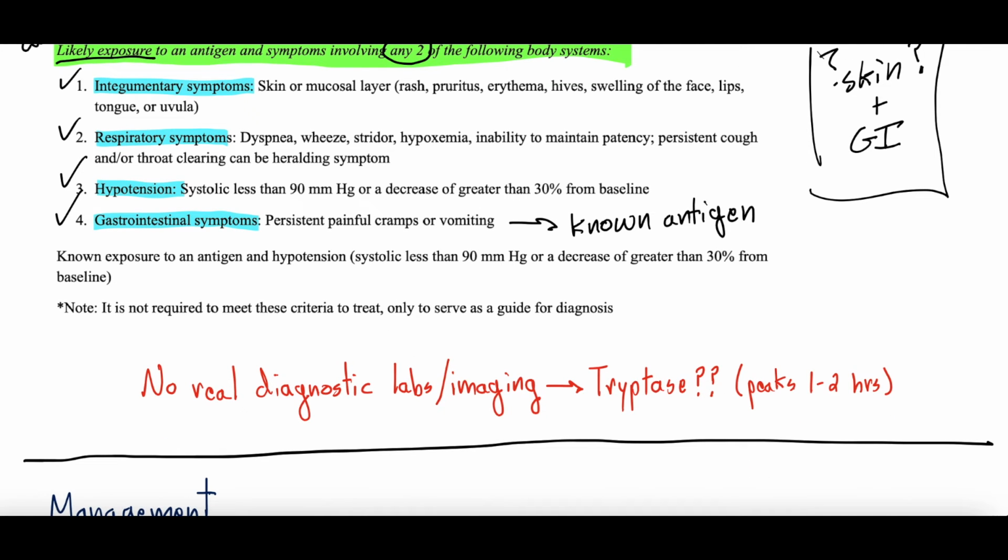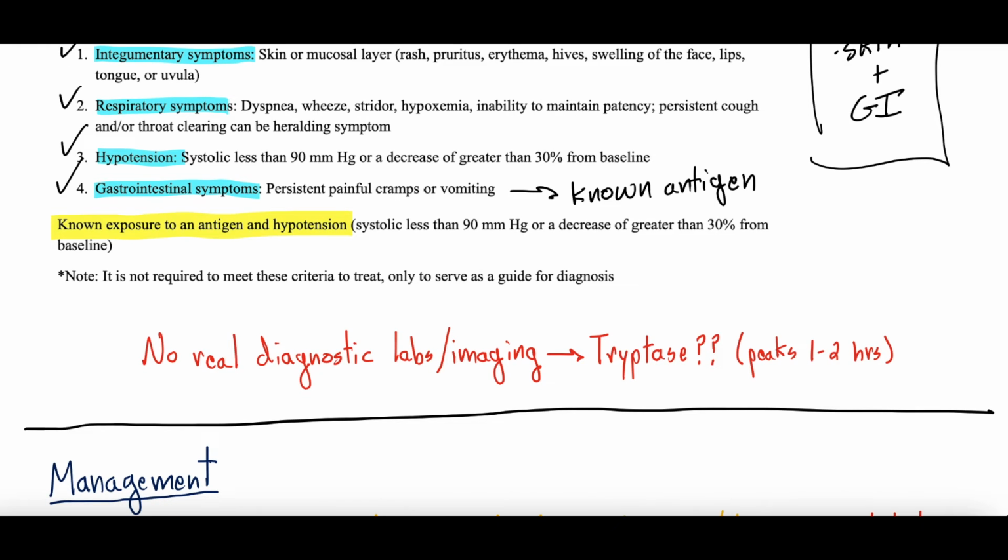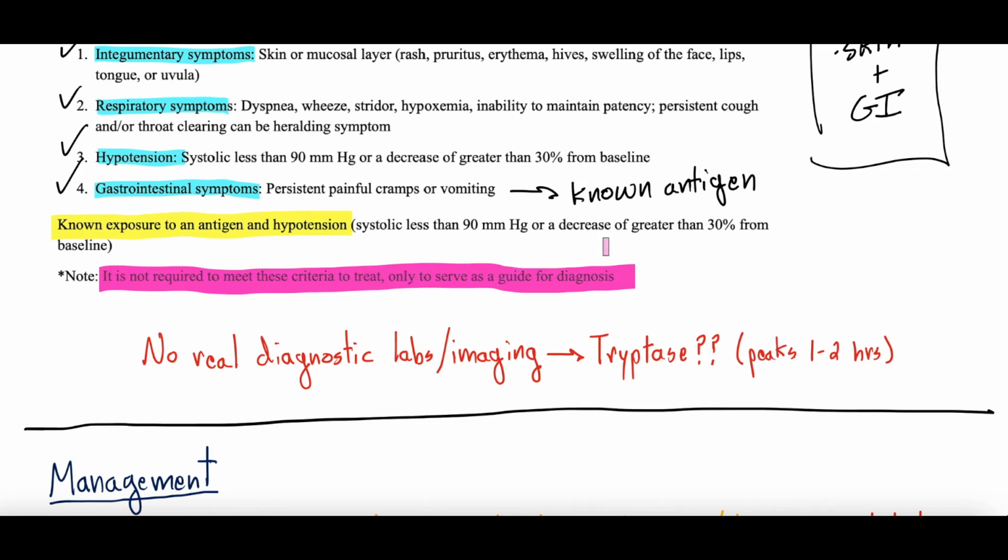They do put a caveat in their definitions. If you had a known exposure and you're hypotensive, call it anaphylaxis. And these authors do provide the caveat: it is not required to meet these criteria to treat. This is simply meant to serve as a guide to diagnosis, which is in concurrence with what we talked about. You want to have a low threshold. You want to have this in your brain and probably over-treat rather than under-treat it.